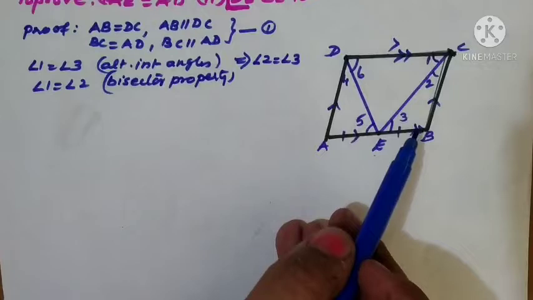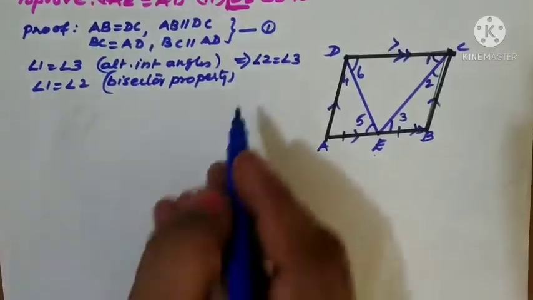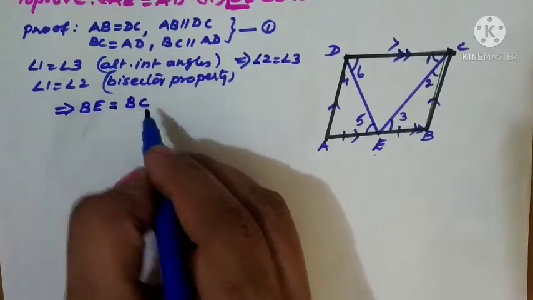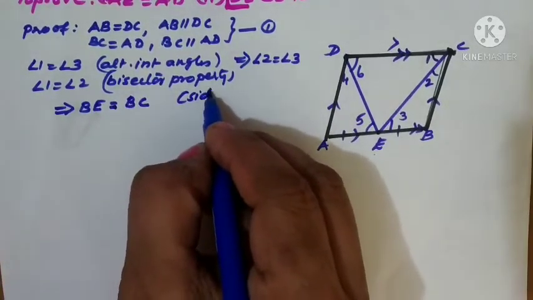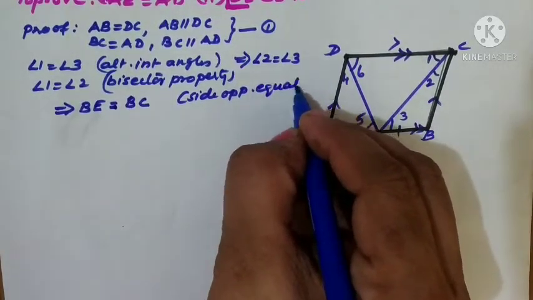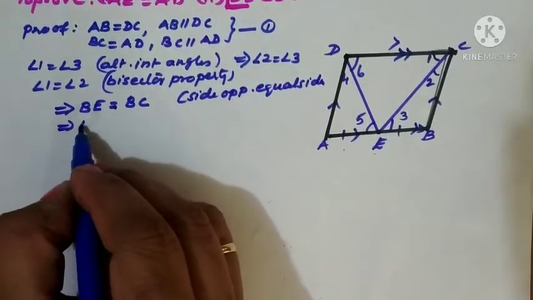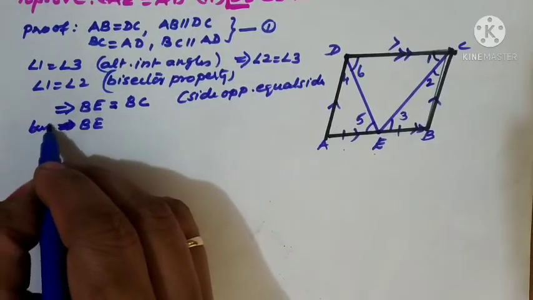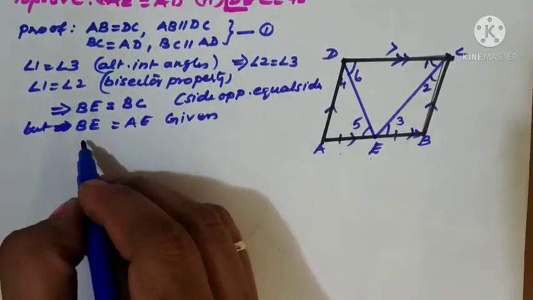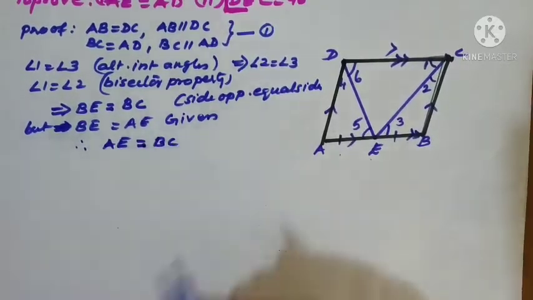This implies that angle 2 equals angle 3. Angle 2 equals 3 means what can you say about the opposite sides? BE equals BC, since the side opposite to equal angles is equal. But BE equals AE, given. Therefore, what is the conclusion here? We can say that AE and BC are equal, right?